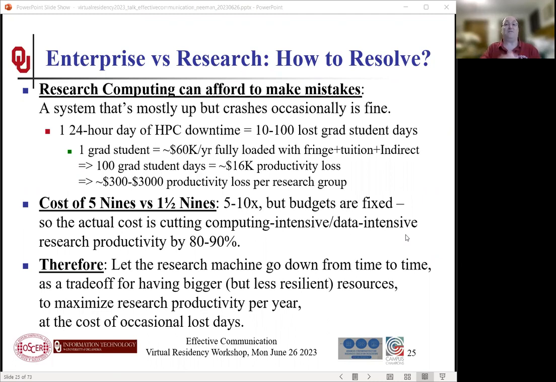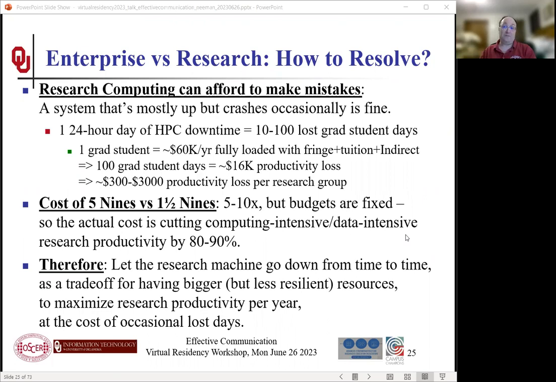So if the cost of going to 5 9s means the cost of the same amount of research computing goes up by a factor of 10, does that mean that the budget goes up by a factor of 10? Of course not. The budget doesn't go up at all. So what happens is if we implement 5 9s, what we get in exchange is 90% productivity loss, right? We can only provide 1/10 as much research computing capacity as we could with 1.5 9s. So we make the trade-off.